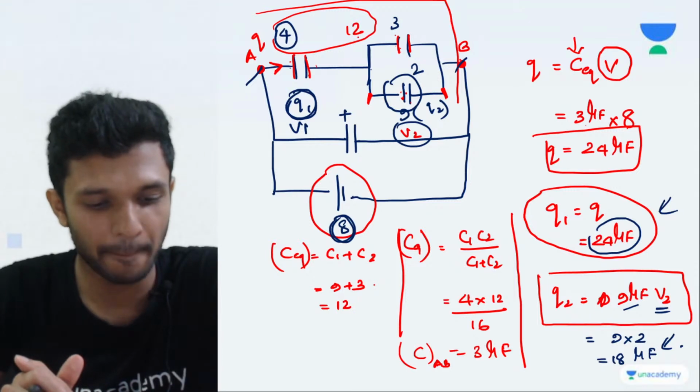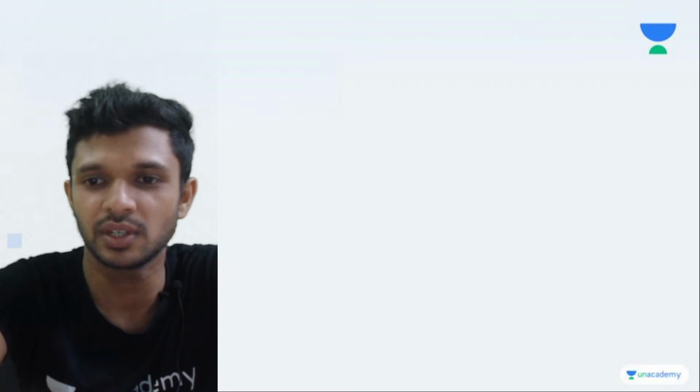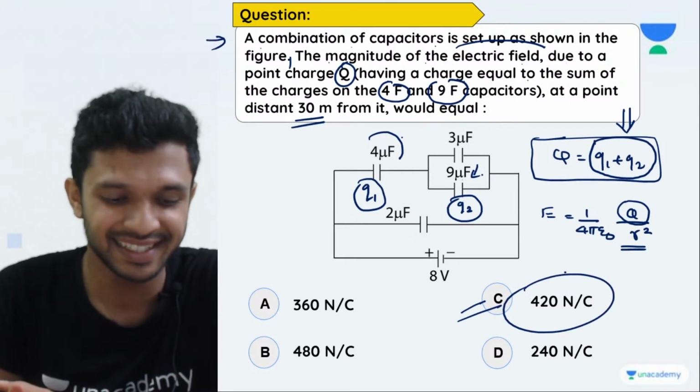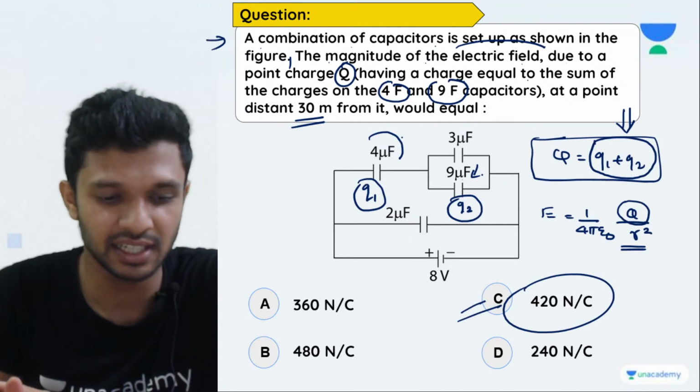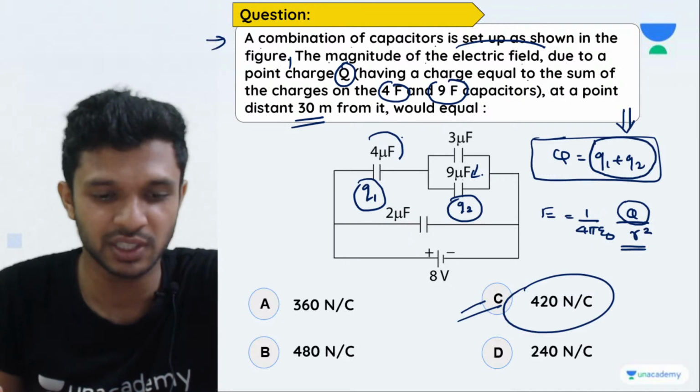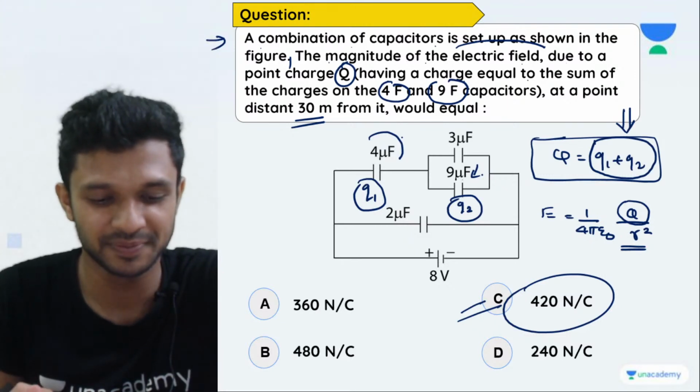Very good, Nidhi. It's C only. Yes, it's C, it's 420. Yes, I have updated the answer, right? Yes, it's C. Sanchana, yes. Komal, yes. Absolutely right. It's option C only.